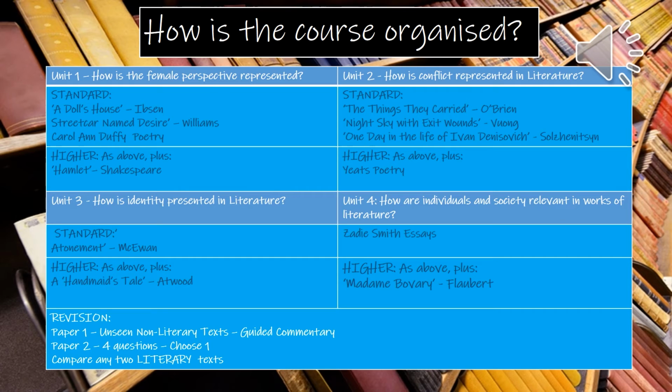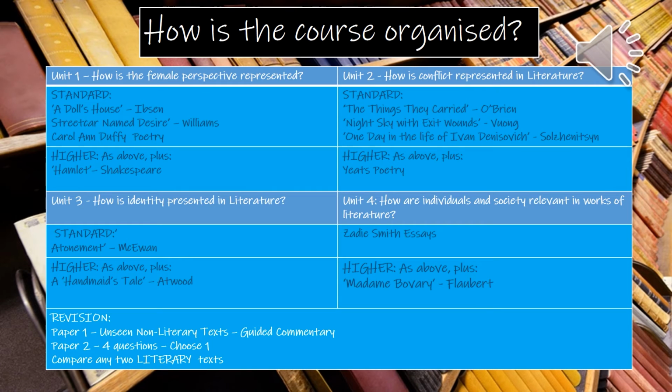For Unit 2, Conflict in Literature, students will study The Things They Carried, Night Sky with Exit Wounds, and One Day in the Life of Ivan Denisovich. The higher level students will study all of the above, plus Yeats poetry.